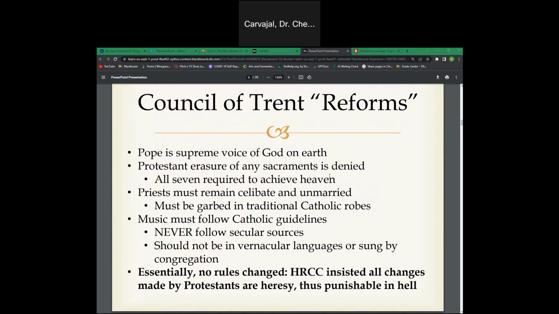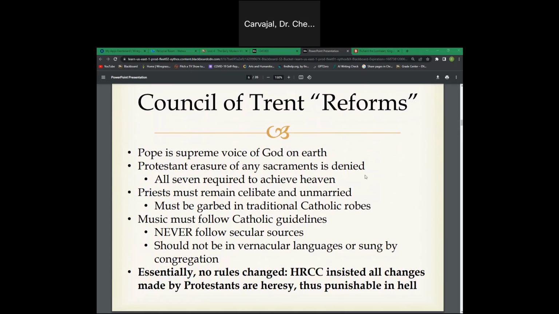So they said the Pope is the supreme voice of God. In other words, no king could be the head of the church like the King of England, Henry VIII. No other person could be the voice, only the Pope. So any other, Martin Luther or John Calvin, any of these other people were false prophets because they could not be the voice of God. Only the Pope was. So that's one heresy. All those other ones are heretical.